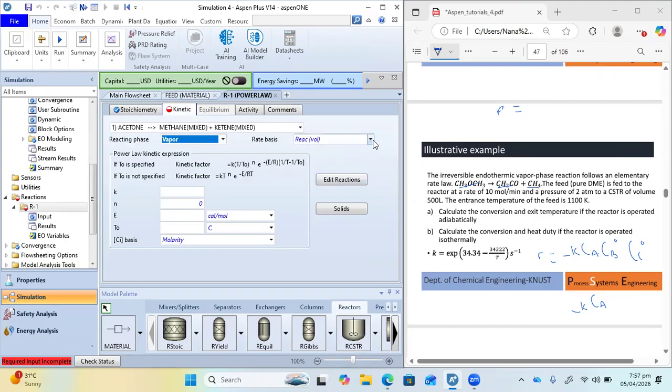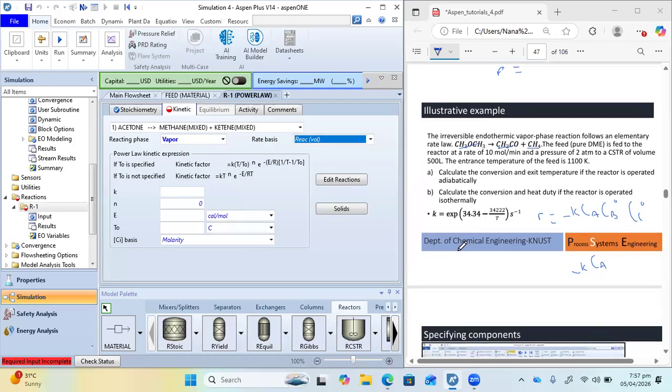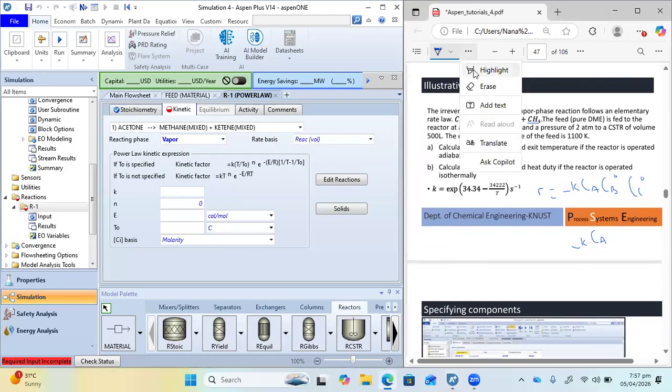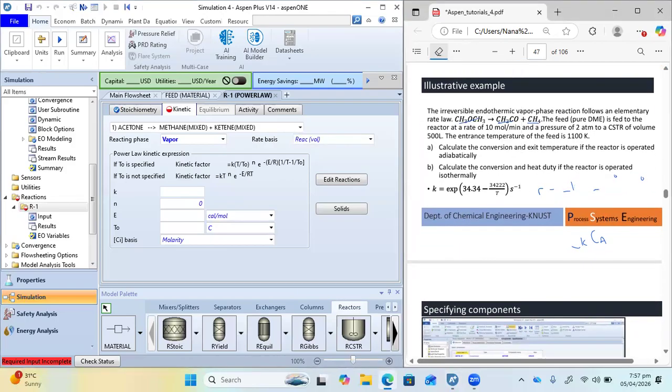If it was a catalytic CSTR, maybe there was some kind of catalyst in there, we would have considered using the catalyst weight instead. But we are not dealing with a catalyst yet, so we'll just keep it on the reactor volume. Okay. Now, when it comes to specifying our K, our E, all these details, we'll need to do a little bit of modification to what we have from the question, right?